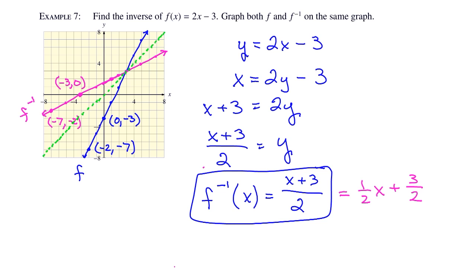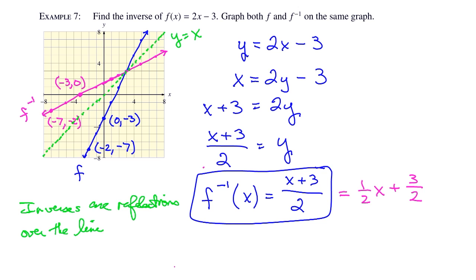So here's the line y equals x, and we'll write this note. Inverses are reflections over the line y equals x. So any point that is on one function, you should be able to switch the x and y to find a point on the inverse function. And what you have to do here is take this line here and then flip it over that diagonal.